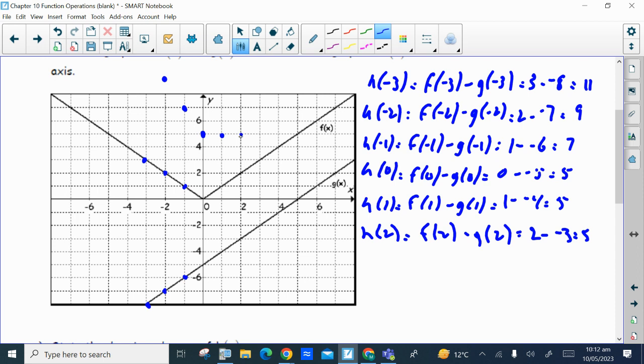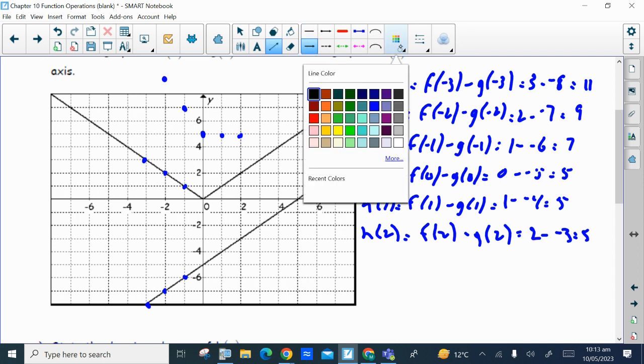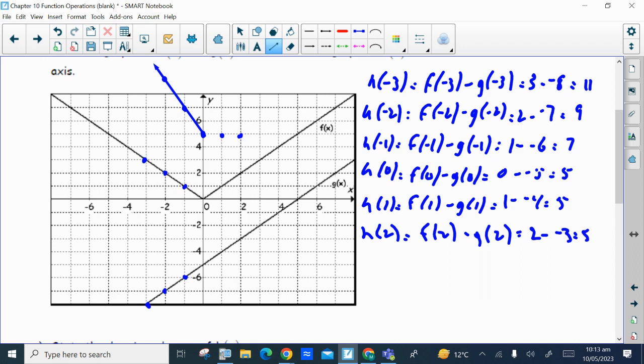And that pattern will continue because f is changing at a constant rate here, and g is also changing at a constant rate. F is increasing at a constant rate, and so is g. So the difference between those two values will be a constant. So this one actually looks like two separate lines. You're going to have one arm like that, and the other arm like that.